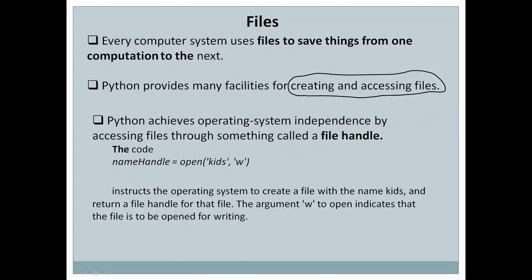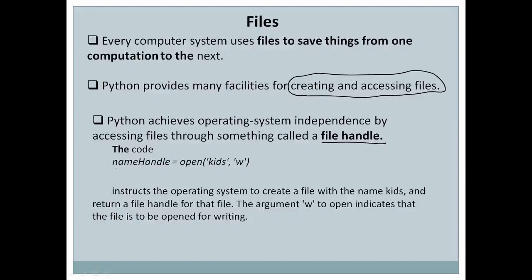Python achieves operating system independence by accessing files through something called a file handle. Python achieves operating system independence in accessing files because all operating systems have their own way of creating and accessing files, but Python achieves this by using something called a file handle. Now look at the code here.